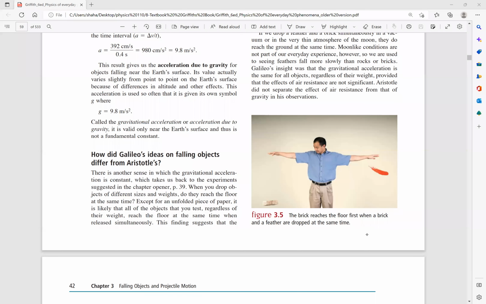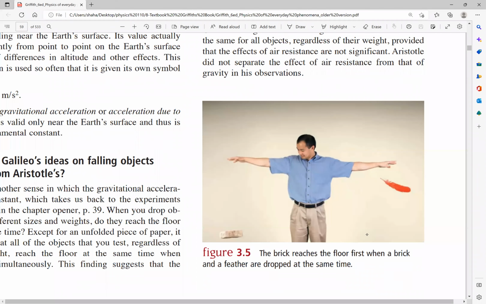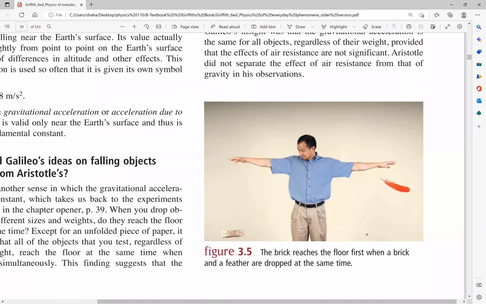Look at this figure. This person would like to drop two different objects. The first one is a brick and the second one is a feather. Or maybe, for example, in this experiment, you have a feather and a hammer. So you have the same experiment. There's no difference. Obviously, the brick is much faster than the feather, and with the hammer and feather, the hammer is much faster. Why do we have this situation? The feather will not follow those equations.